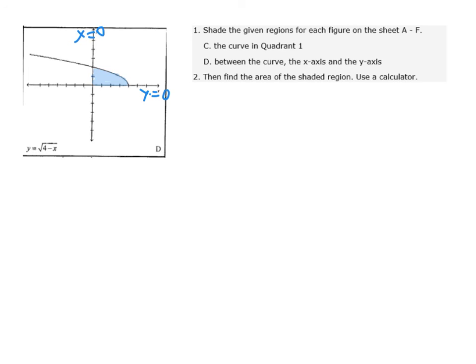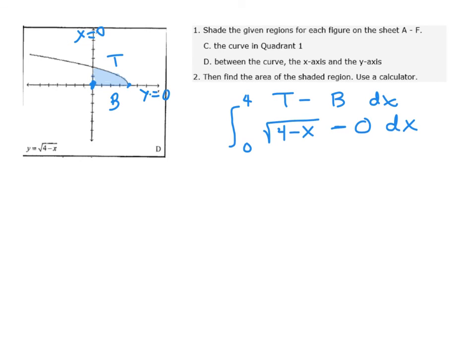What I mean by this is, to set this up normally using the x-axis, you would just do the integral from 0 to 4. We could see it intersects here and here. This is top and this is bottom, so you're doing top minus bottom dx. The function on D is the square root of 4 minus x, minus 0 dx. And that'll be perfectly fine. That will get you an answer.